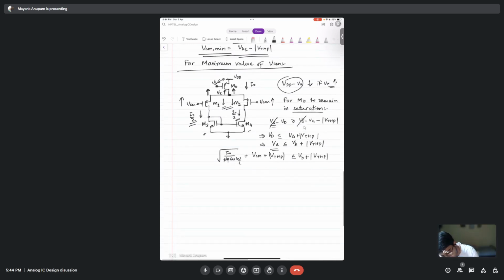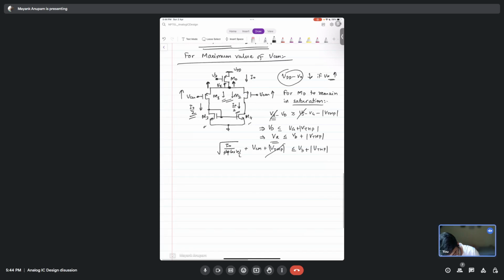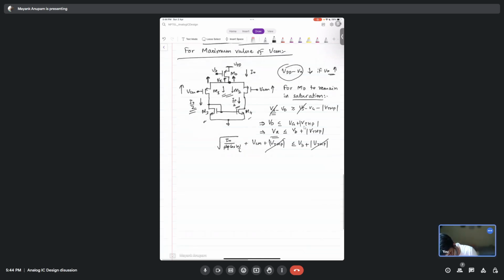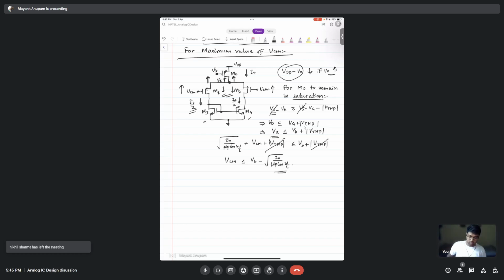Right now, this and this go away. So now what is the constraint that we have? VCM should be less than or equal to VB minus root of I naught divided by mu p C ox W over L. So this is the maximum value, right?